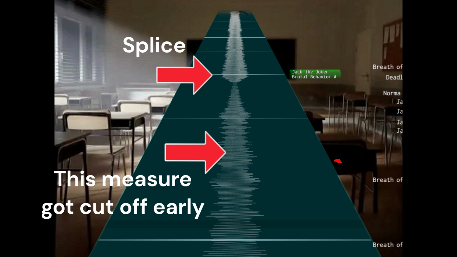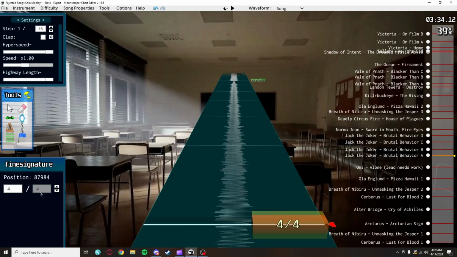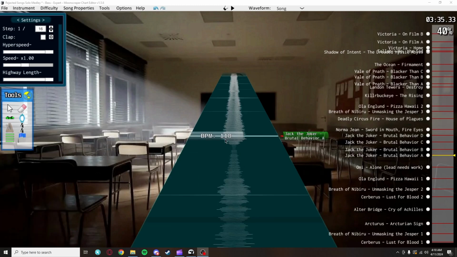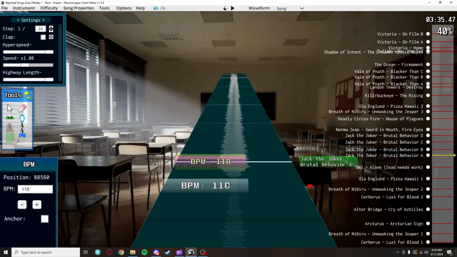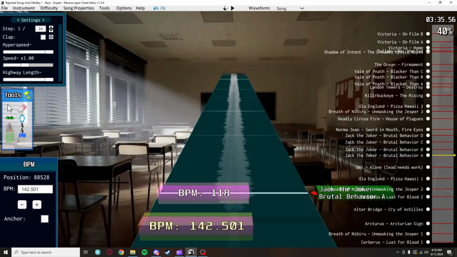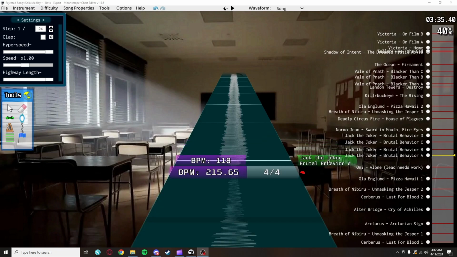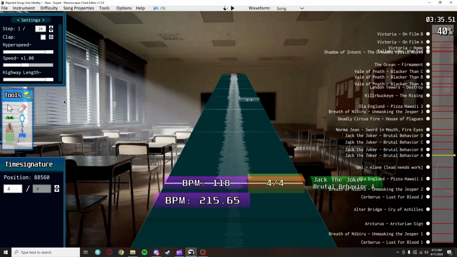If the measure previous to the splice is cut off, like let's say it's supposed to be 4/4, but there's only 7 beats that make it in, the first thing you want to do is place down a time signature to get it somewhat close. Then you can place down 2 BPM markers, one on the next line and one right before it. You can slightly move the beginning of the next measure without making it look like you stretched or squeezed the highway. And once you've got it where you want it, then just put the time signature back to what it needs to be.